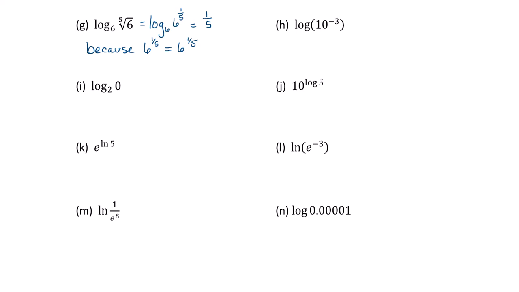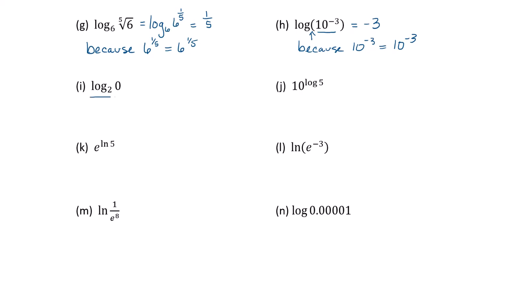Let's look at log of 10 to the negative 3. What exponent would I put on this base of 10 to make it 10 to the negative 3? That would be negative 3. Our reasoning is because 10 to the negative 3 equals 10 to the negative 3.